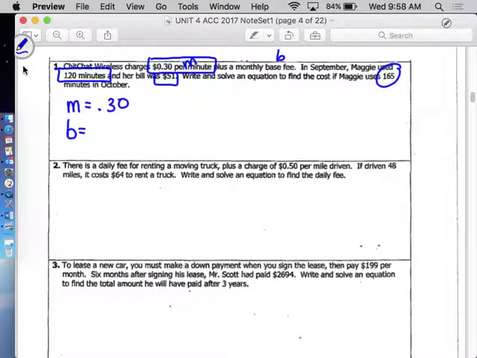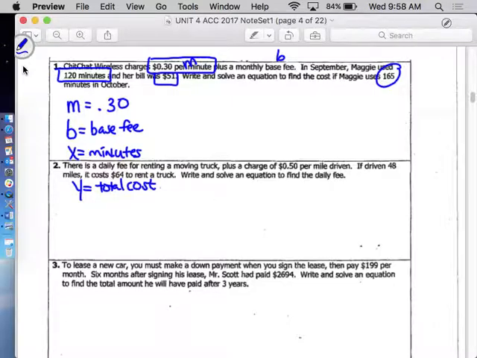My starting point is my monthly base fee, and that's what I don't know. So I'm going to have to work in reverse to figure out what B is in this particular problem. Here, X would be the number of minutes, and then Y is going to represent your total cost.